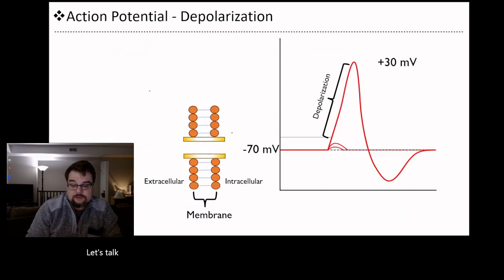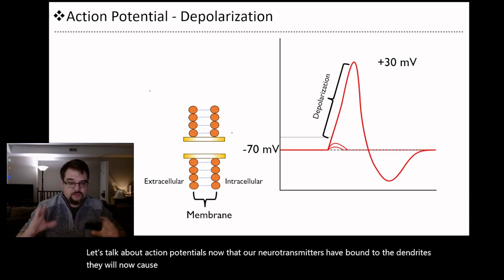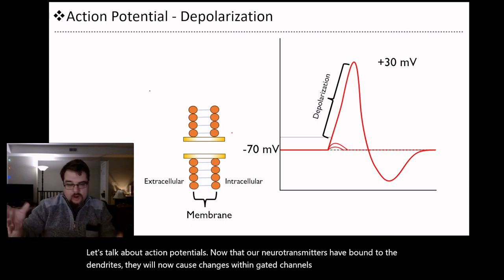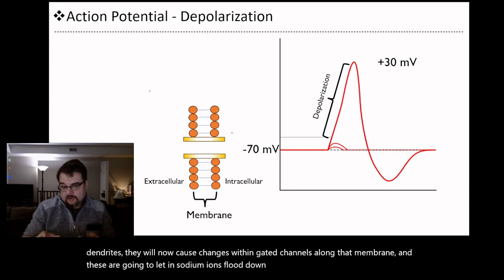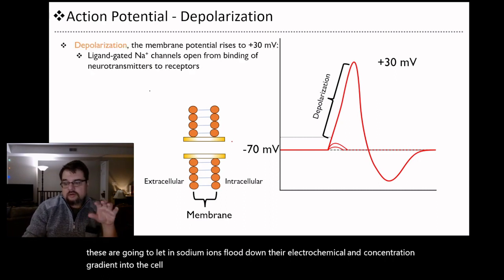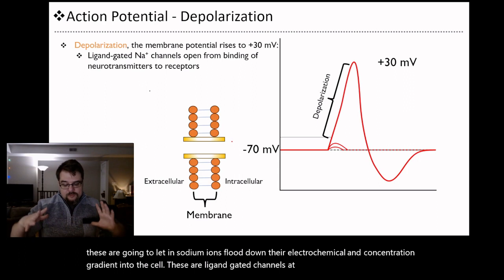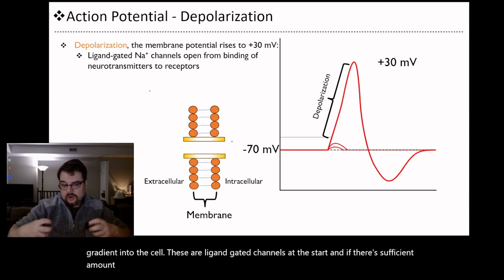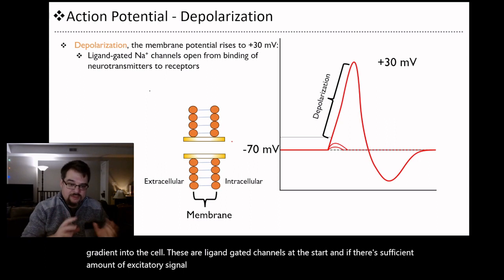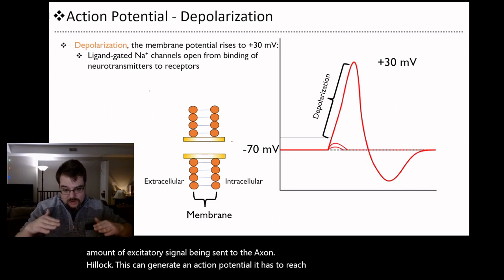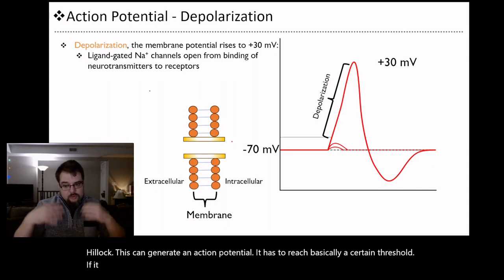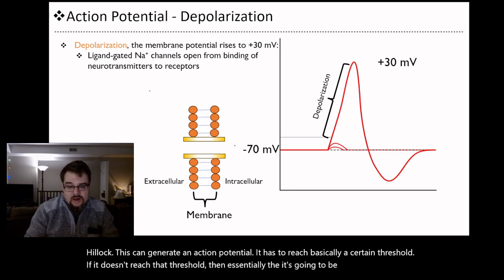Let's talk about action potentials. Now that our neurotransmitters have bound to the dendrites, they will now cause changes within gated channels along that membrane. And these are going to let sodium ions flood down their electrochemical and concentration gradient into the cell. These are ligand-gated channels at the start. And if there's a sufficient amount of excitatory signal being sent to the axon hillock, this can generate an action potential. It has to reach basically a certain threshold. If it doesn't reach that threshold, then essentially there's going to be a bunch of false starts.